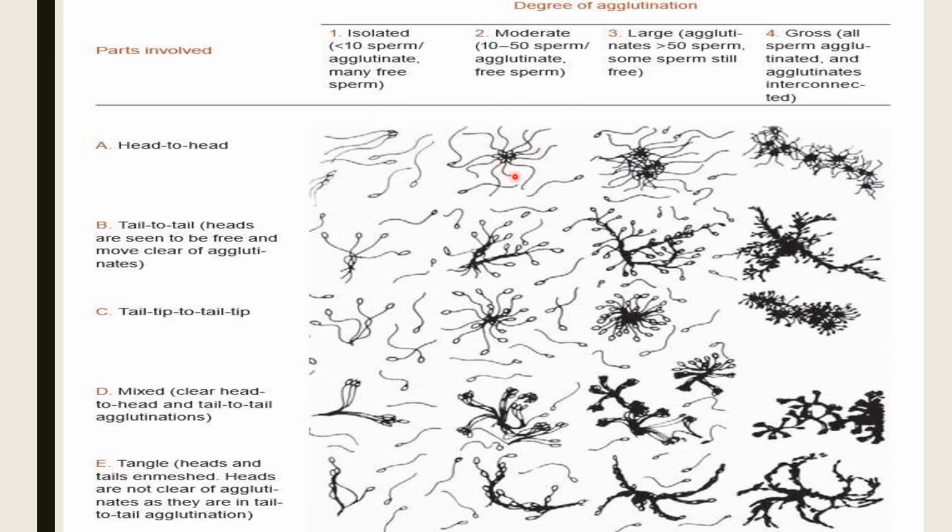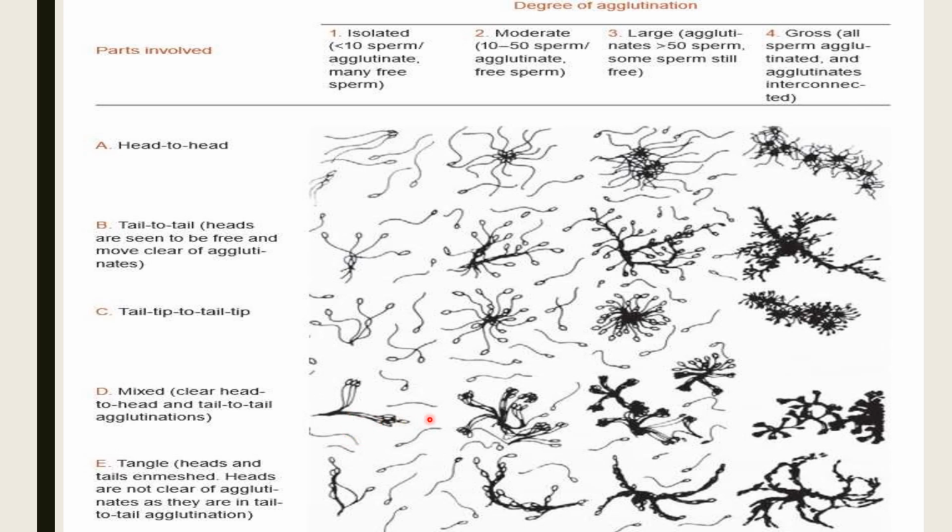Here it is isolated agglutination, where fewer than 10 sperms are agglutinated and many are free. And then here is the moderate agglutination, here is the large agglutination, and then it would be gross agglutination. And then tail to tail could be there in fewer than 10, could be 10 to 50, could be more than 50, and then would be gross. So there could be tail tip to tail tip agglutination, and then it could be mixed.